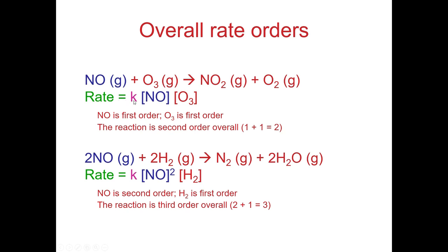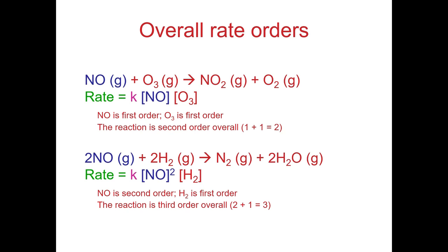Rate is equal to our rate constant K times our NO raised to the first power. If we don't see an exponent marked, we know that indicates a power of 1, times O3 also raised to the first power. So from this rate law, we can tell that NO is first order and O3 is first order. To get the overall reaction order, we add up our exponents. So since both of our reactants are first order, overall the reaction would be second order.